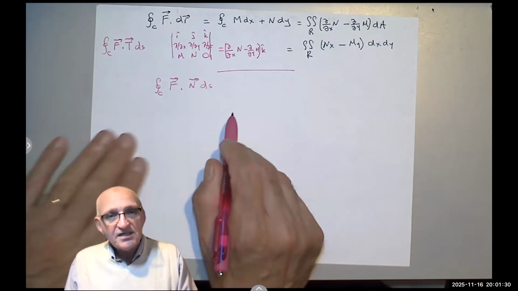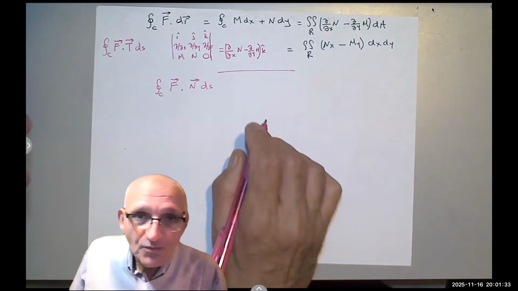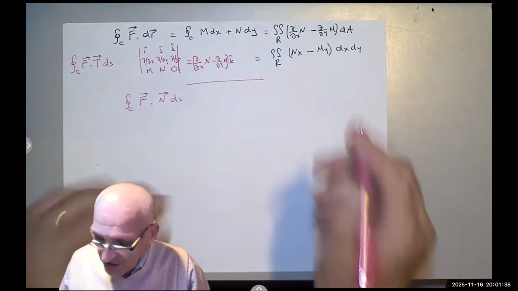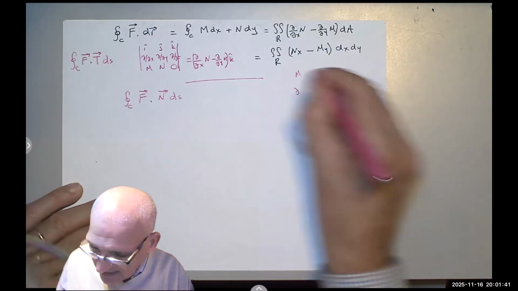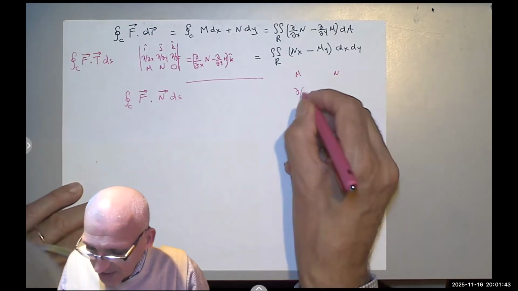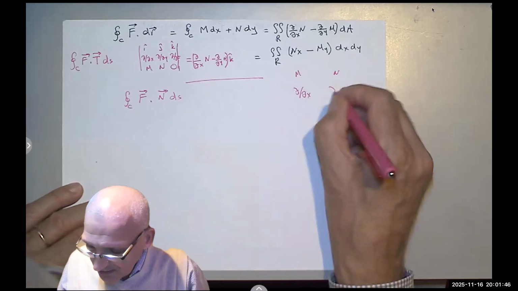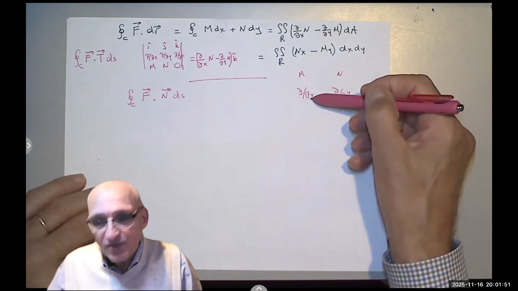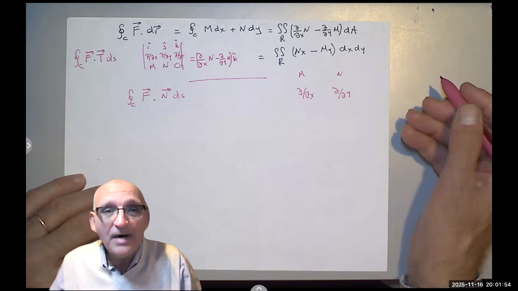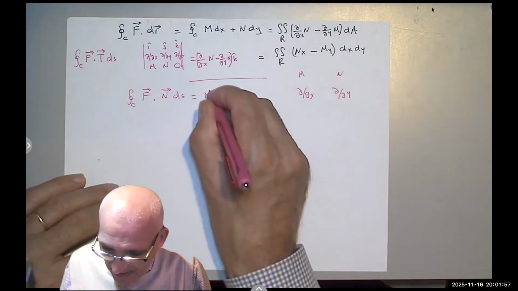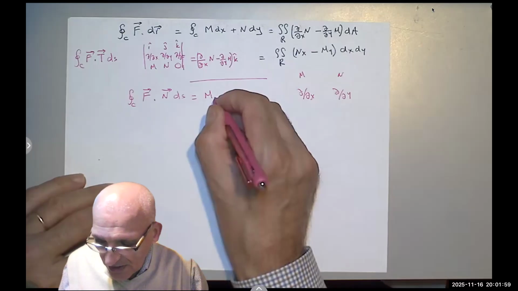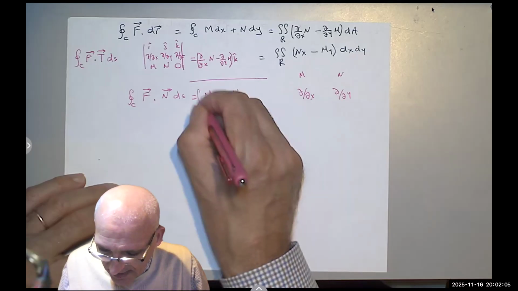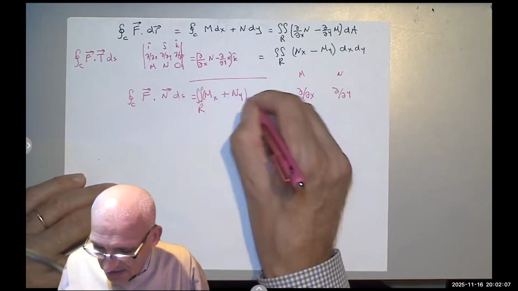And if you do this, remember when you calculate the divergence, del dot f. If this is m and this is n, you take the partial x of m and partial y of n. That's a dot product. You multiply the x components together, the y components together, and then you add them up. So it becomes mx plus ny, double integral over the region dx dy or dA.